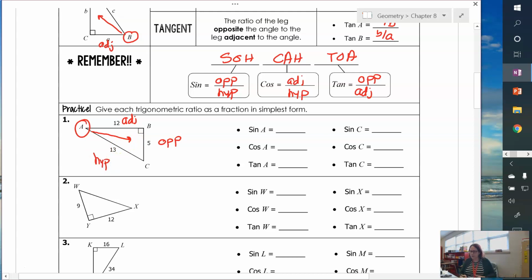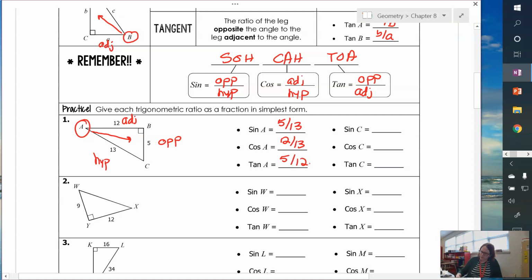And then when I go to write these ratios, sine, opposite over hypotenuse, would be 5 over 13. So that's what I mean by writing a ratio. You're writing a fraction between two numbers. Cosine, 12 over 13. Adjacent over hypotenuse. Tangent, opposite over adjacent, so you get 5 over 12.